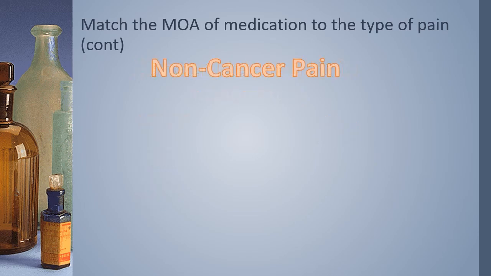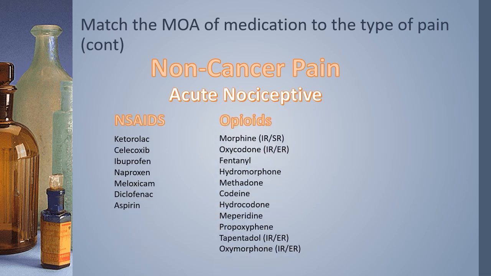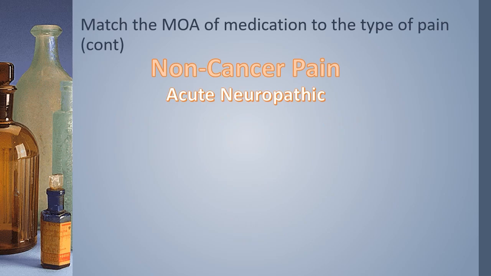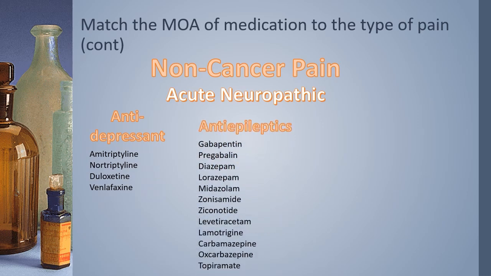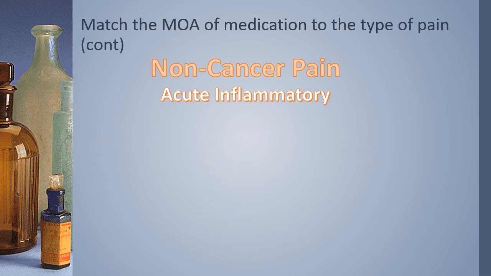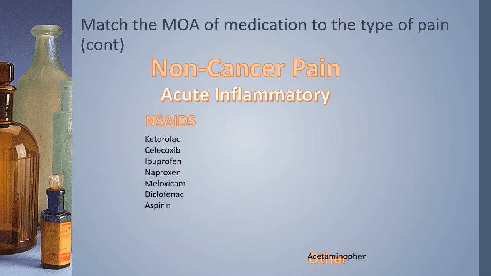When dealing with non-cancer pain, it's important to distinguish whether it's acute pain or chronic pain that you're trying to treat. For acute nociceptive, we recommend NSAIDs, opioids, or other medications such as acetaminophen or tramadol. For acute neuropathic pain, we recommend the treatment with antidepressants, antiepileptics, or other medications such as lidocaine and mexiletine. For acute inflammatory pain, you could try NSAIDs or other medications such as acetaminophen.